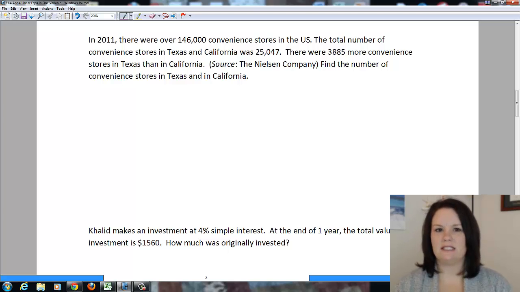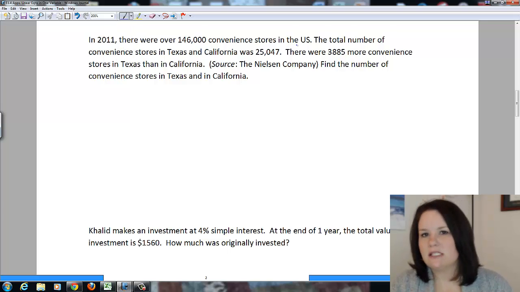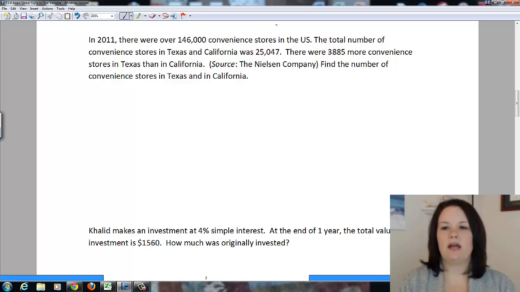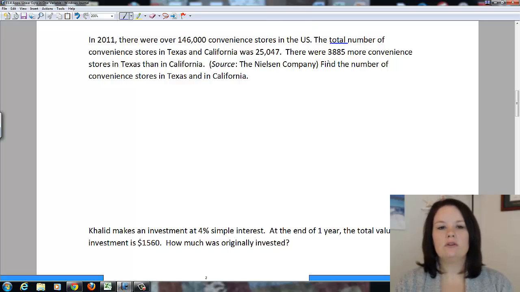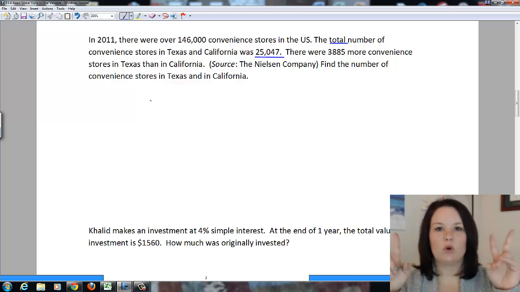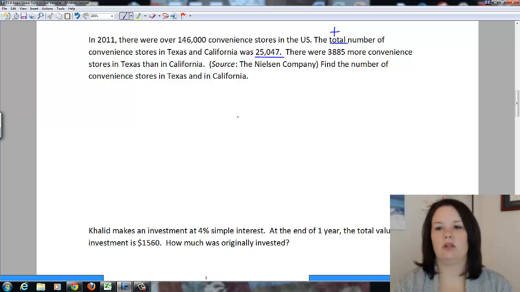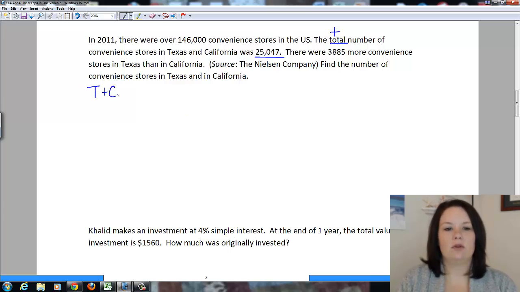So my first sentence here, that in 2011 there were over 146,000 convenience stores in the U.S., that really doesn't help me in terms of this problem. That's just added info. Okay, so don't get bogged down in the added info. Think about what they want you to solve for, and then pick out what's important. So I'm going to go ahead and write down what I think is important. It says the total number for Texas and California was 25,047. So when we see the word total, that means we're combining them, right? Or we're adding them together. So I'm going to write up here a little plus sign. So that means if I do Texas plus California, the total number of stores should be 25,047.